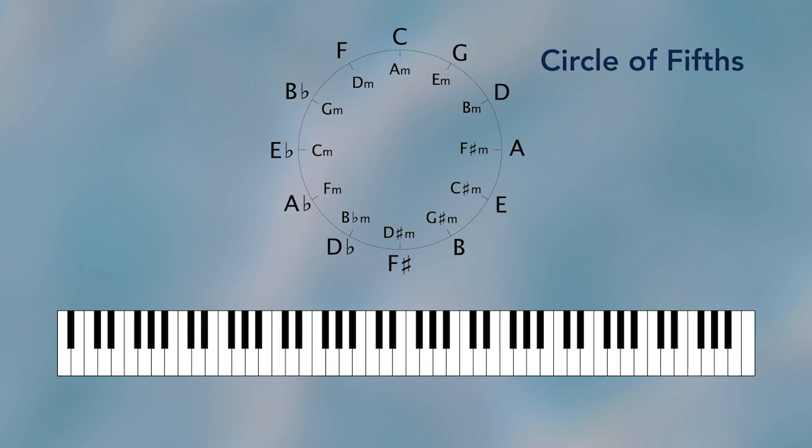We started with the key of C major, which has no sharps or flats, and then we moved up a fifth. Remember, C, D, E, F, G. We went up 5 notes to the key of G. The key of G major has 1 sharp, F sharp, and now we're going to go up 5 notes from the key of G: G, A, B, C, D, up a fifth to the key of D major. The key of D major has 2 sharps, F sharp and C sharp.